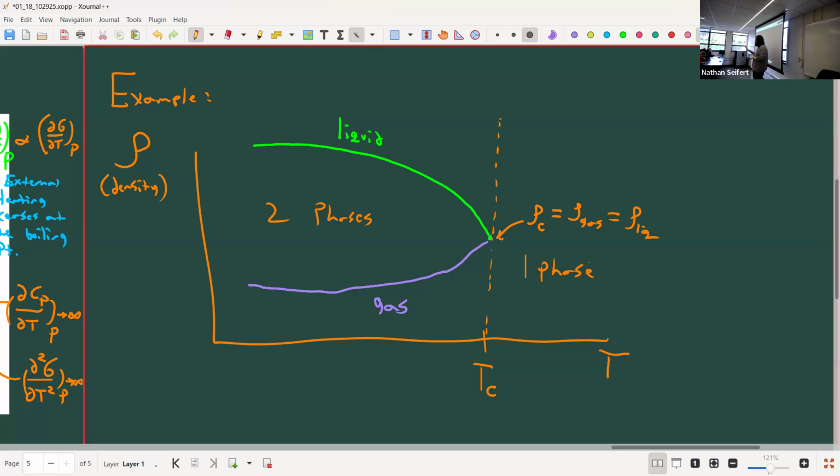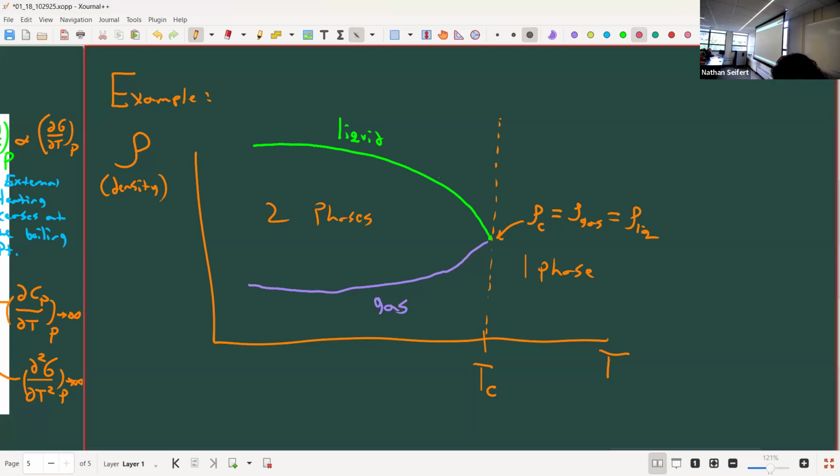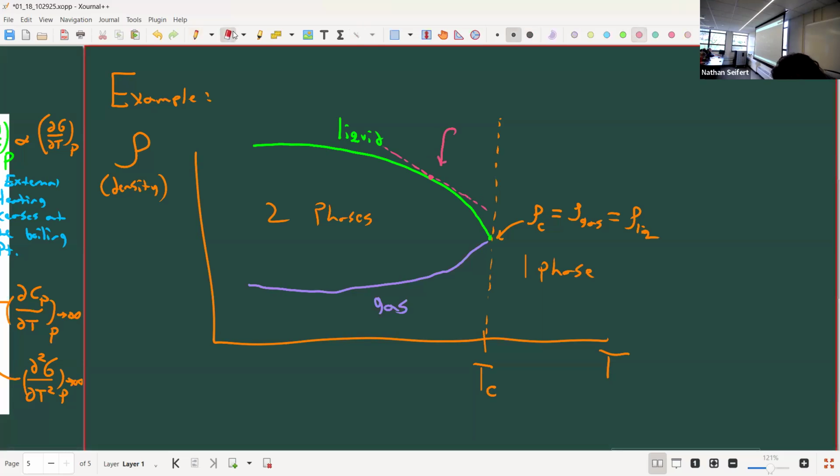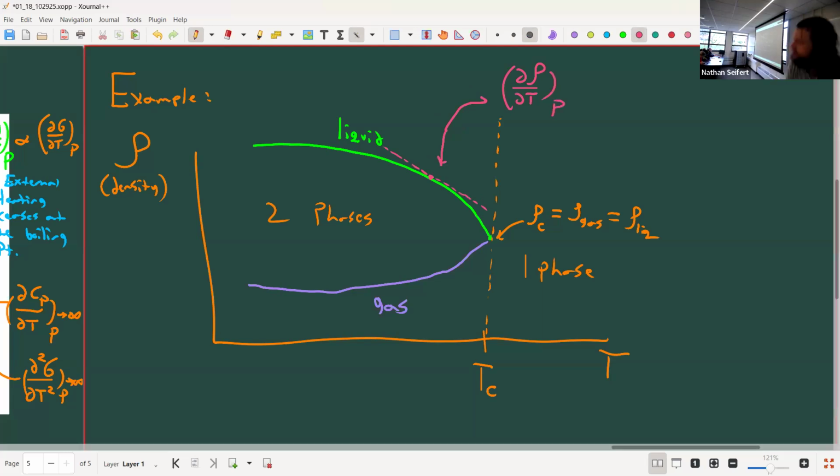All right, so let's think a little bit about derivatives and things like that. One thing that you can think about is the derivative of the density as a function of temperature. How much does the density change as we change temperature? And so I could just pick a point, for instance, on this curve, and calculate a slope here. The derivative of the density with respect to temperature at constant pressure. And that's just some value. Here it's less than 0, which means that the liquid is becoming less dense as we approach. Of course, this means that the gas is becoming more dense as we approach.